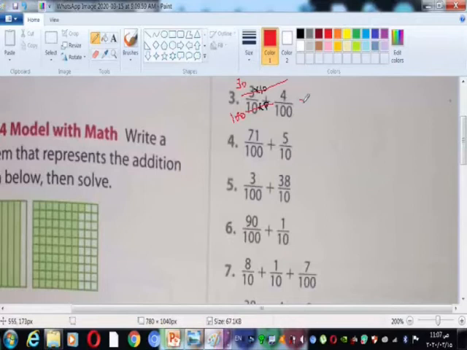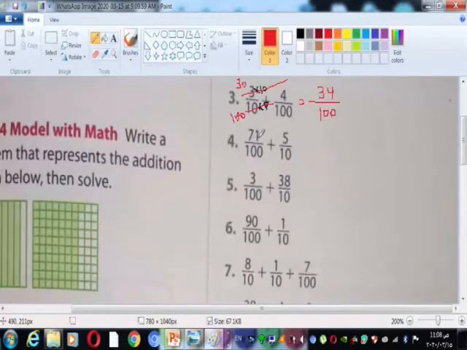So if we add them together, I have 30 plus 4, it will be 34. And down here, I have 100 and 100. It is still 100, because we learned before that no change happens in the denominator. So 34 over 100.